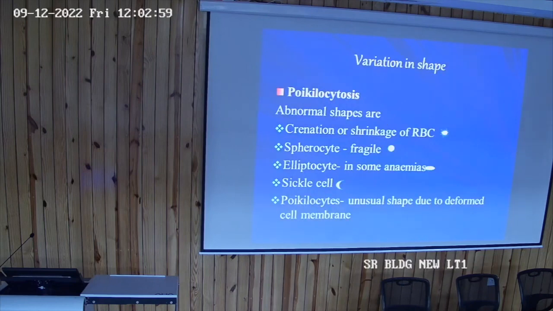Now, what do you mean by variation in shape? When there is variation in the shape of RBC, it is known as poikilocytosis. What are the different variations that can be seen? Crenation or shrinkage of RBC, known as burst cells. Spherocyte: we've seen spherocytic anemia, in which the cell shape appears spherocytic. Ellipsocyte, sickle cell, poikilocyte. So these are the terms.